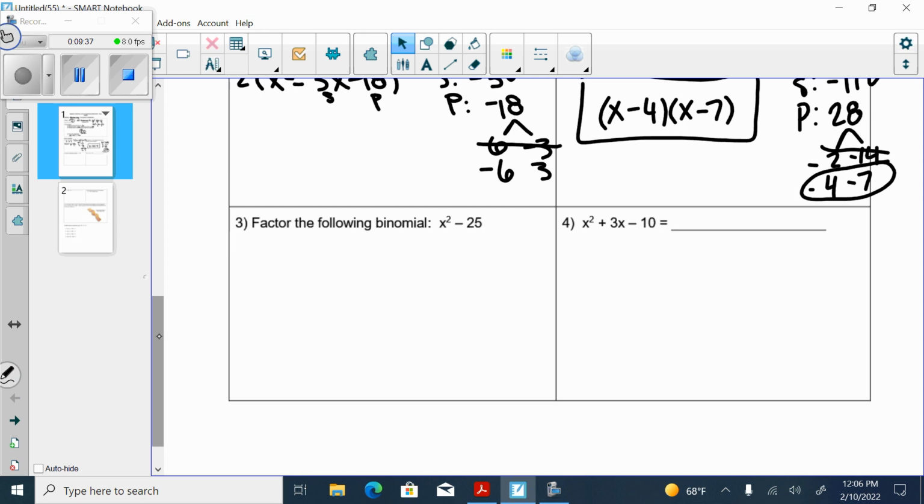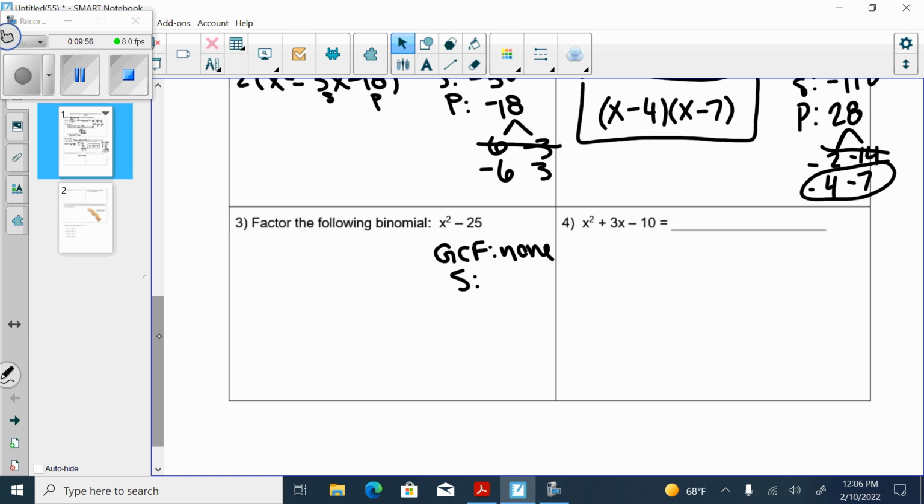All right. Number 3, same thing. Factor the following binomial. Still just factoring. Okay. So first thing I look for is a GCF. Is there one? No. Okay. No GCF. Okay.